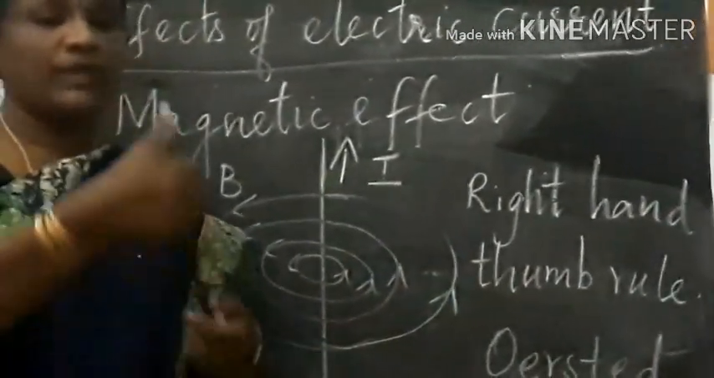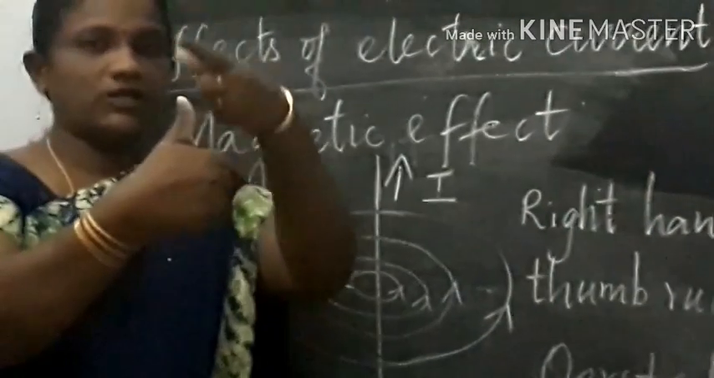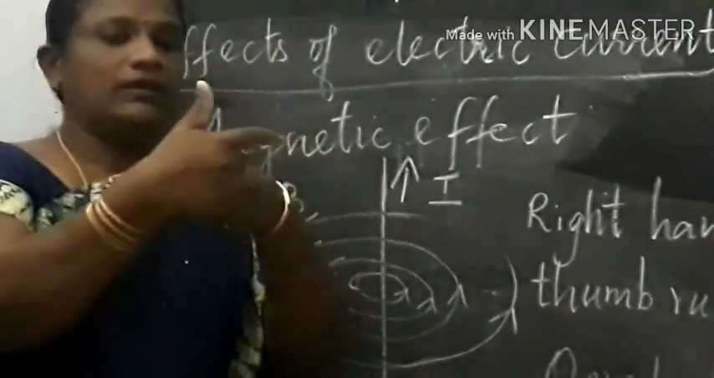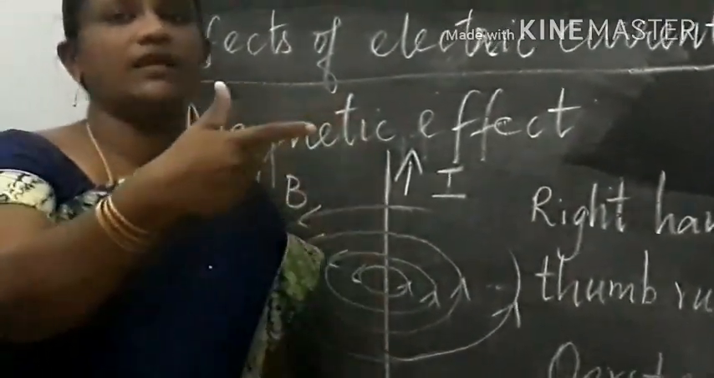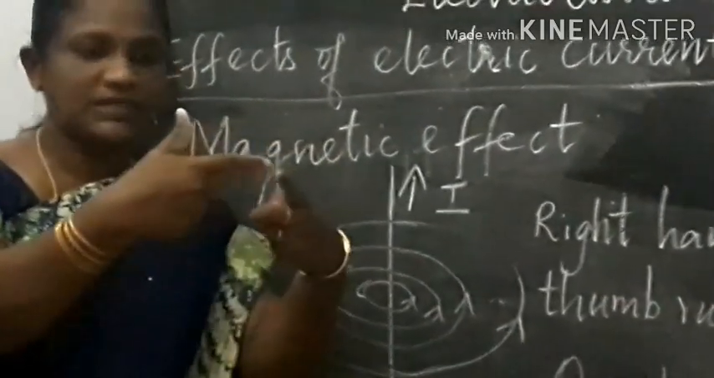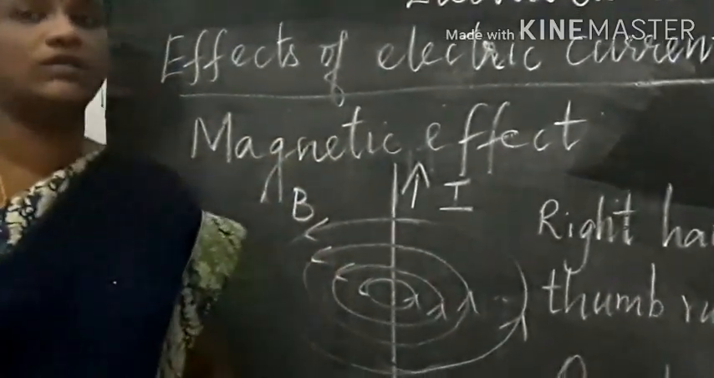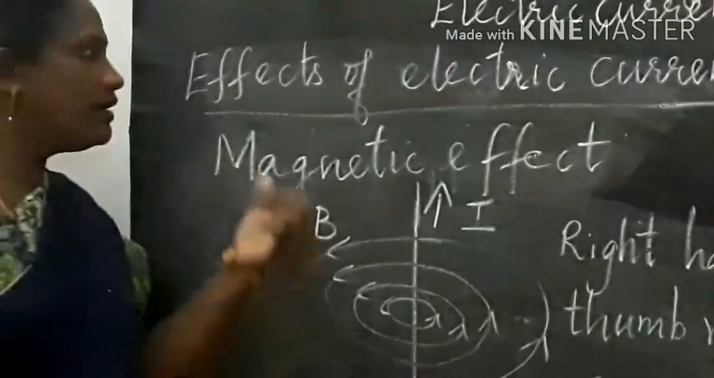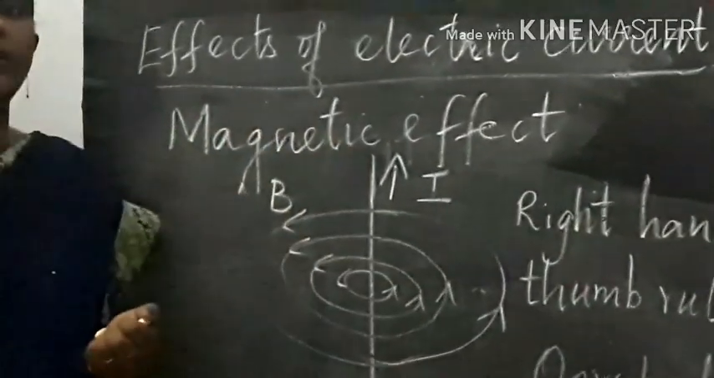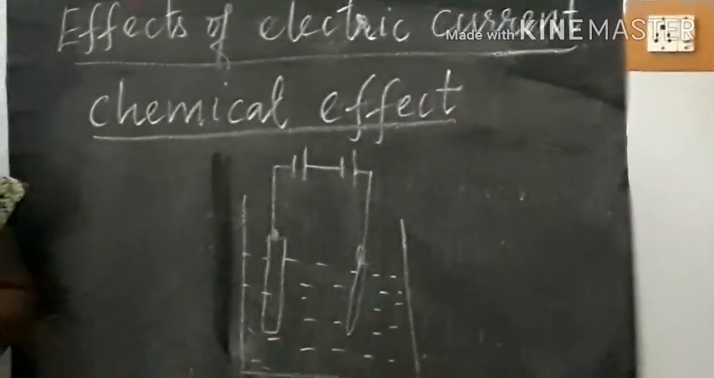It means that if the thumb represents the direction of the current, then the other fingers represent the direction of the magnetic field, which is perpendicular to that of the electric current. So this is the magnetic effect of electric current. Now let us learn the chemical effect of electric current.